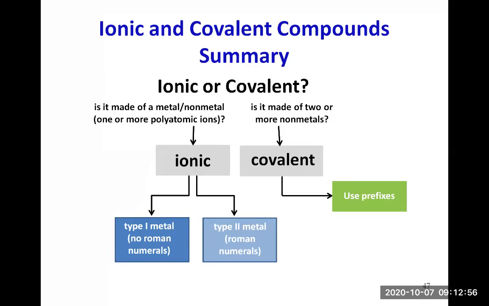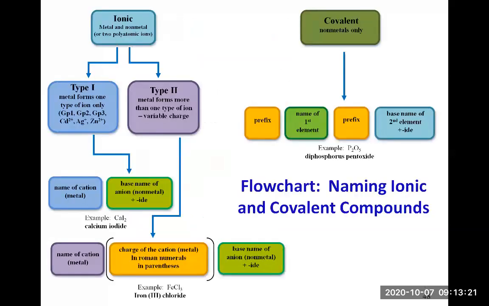But if it's a variable charge metal, then you need to specify the charge in Roman numerals after the name of the metal. And so the metal will be named just as it is written in the periodic table. And then the non-metal will have the ending ide. Or if you have a polyatomic ion, it's going to be the name of the polyatomic ion as it is in your list. So this is a flow chart that shows you how to name ionic and covalent compound.